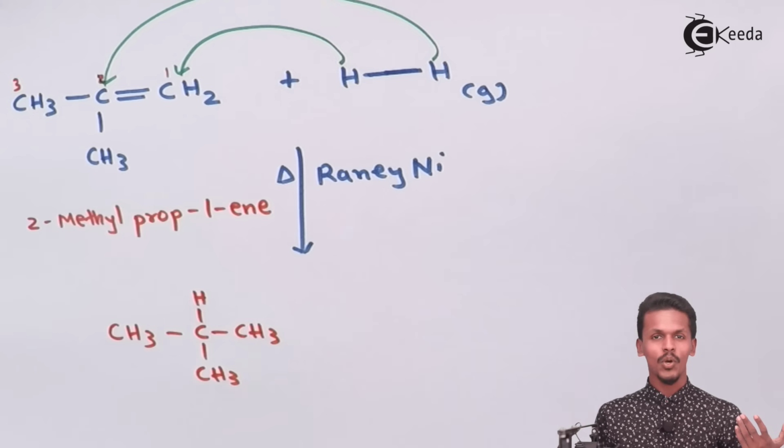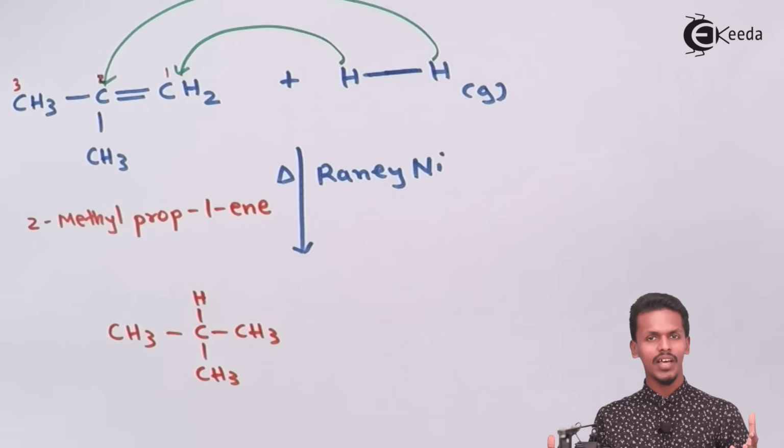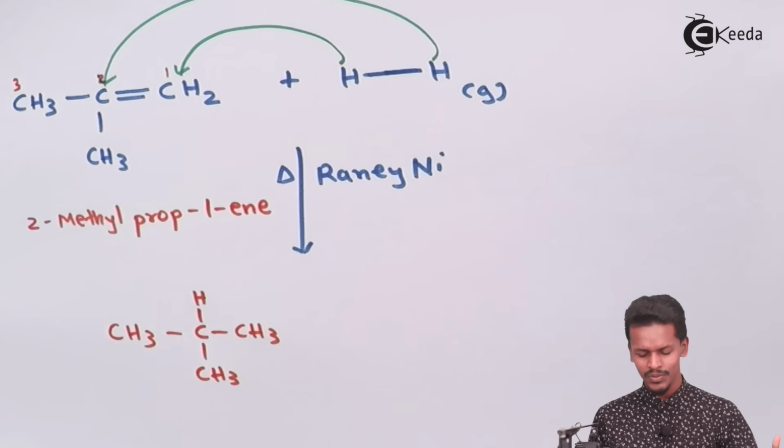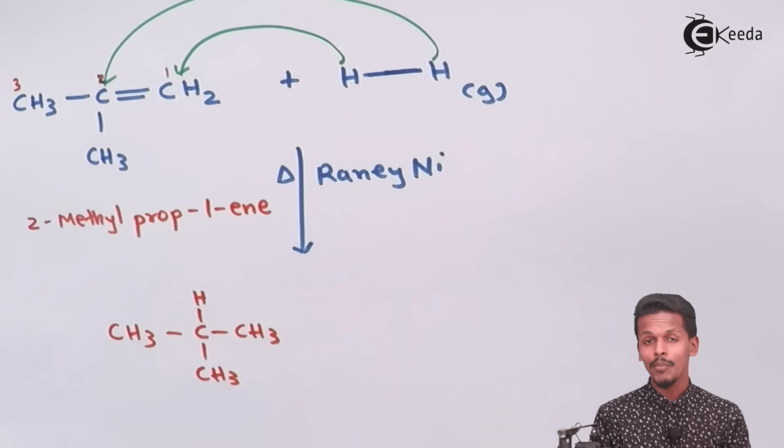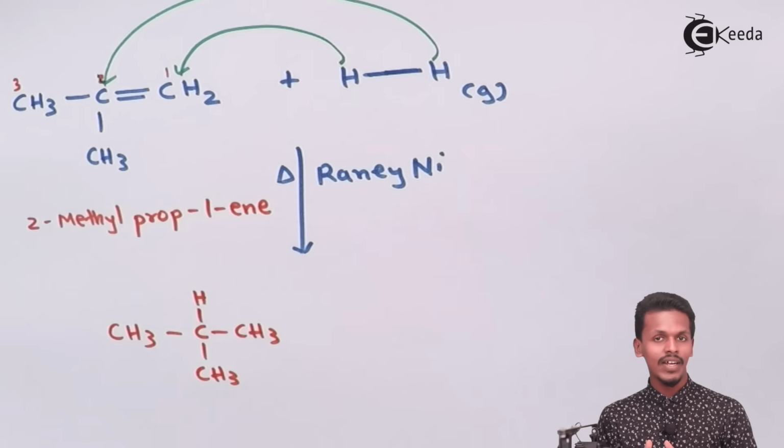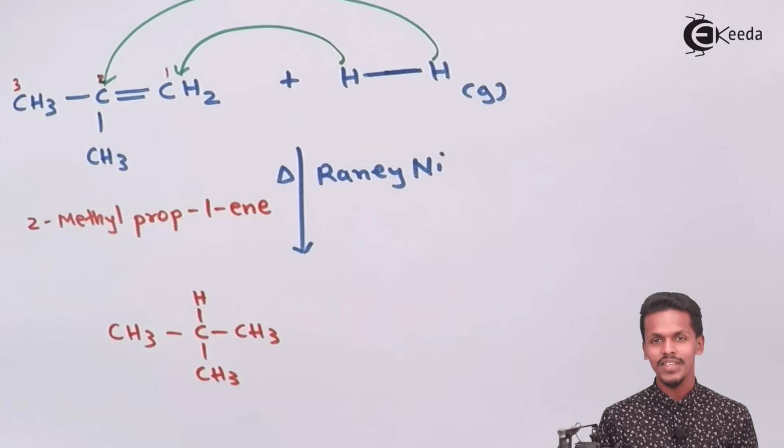So this is an alkane because we can't see any double bond between carbon and carbon atoms, and moreover we could see that the carbon and carbon atoms have a single bond between them. So that's why it's an alkane. But what is the name of this alkane?